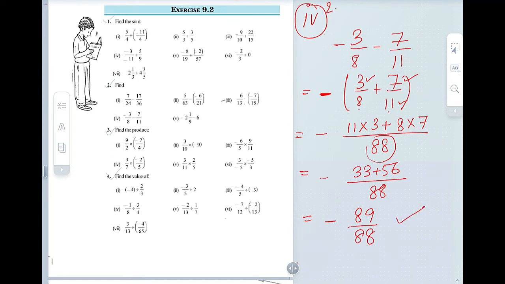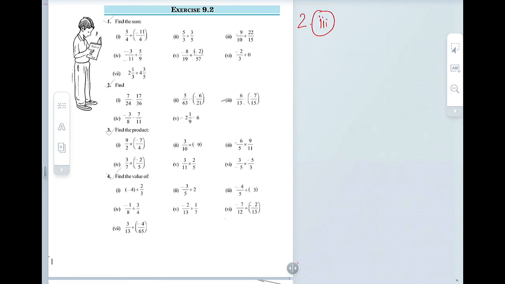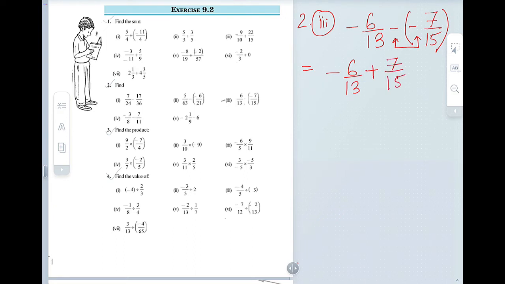Okay. Let us come to the next sum. In this question, it is written minus 6 by 13 minus 7 by 15. So, this is the sum which is given here. Okay. Now, how to do this? Minus 6 by 13 will be kept in this way. Then these two minus signs, means two same signs, are multiplied here. So, it will be replaced by a plus sign, and in this way we will write.